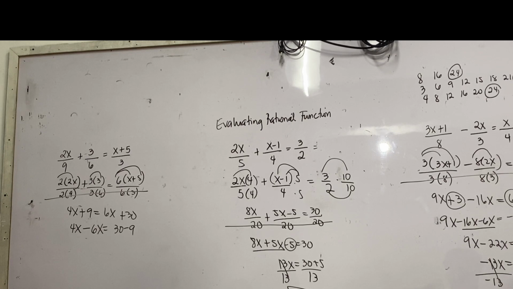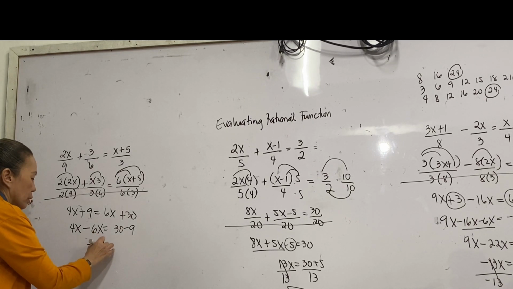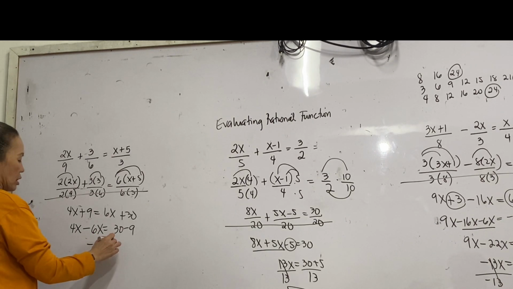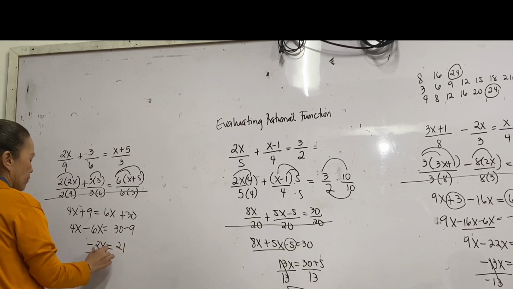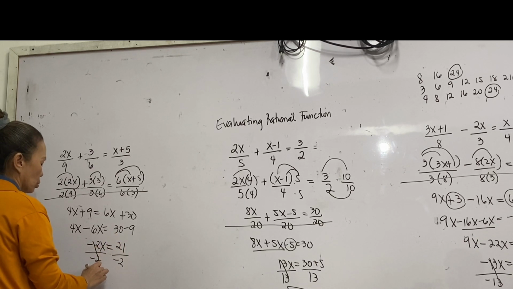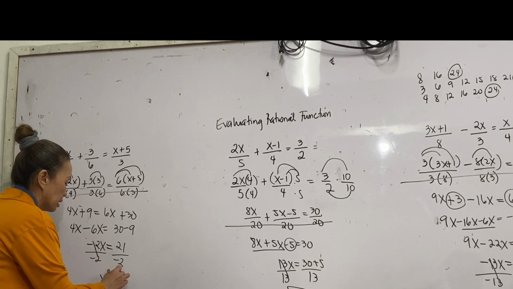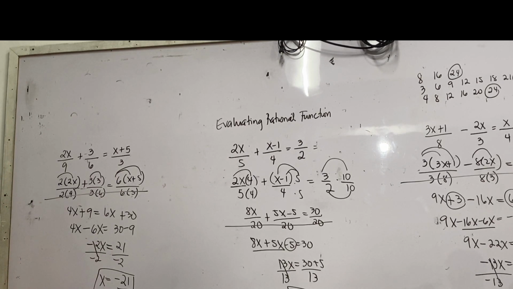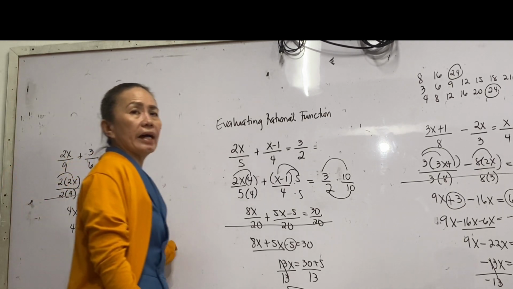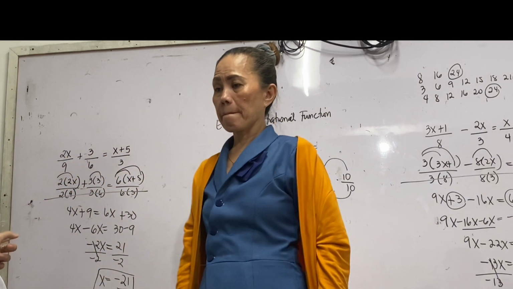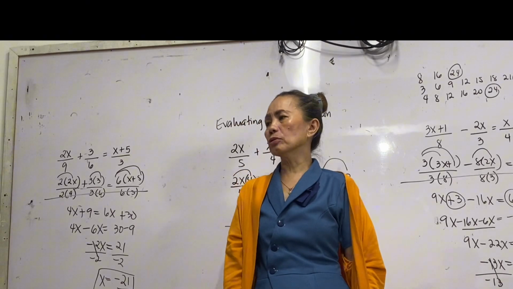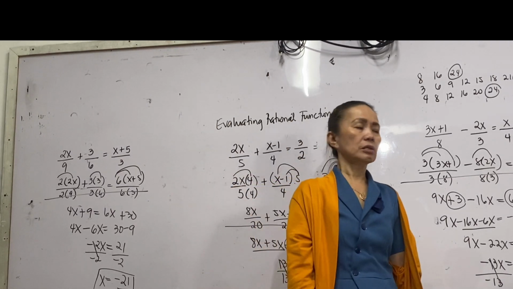So we have 4x minus 6x is negative 2x. 30 minus 9 is 21. Divide both sides by negative 2. x is, can we still simplify 21 and 2? No. Pero itataas natin ito: negative 21 over 2. Kasi wala pong negative na denominator. Okay. Nasusundan? Opo, that's the rule. Bawal po yung negative na denominator. Okay, next.